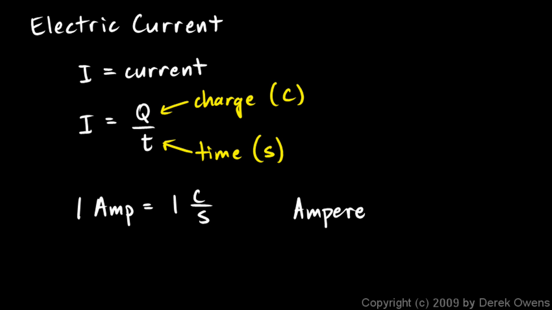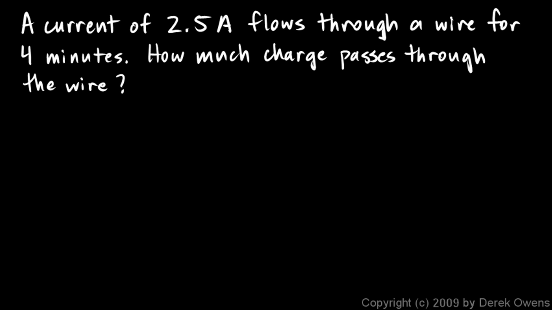But this is our equation. I is Q over T, and the current is measured in amps, and that's what an amp is, 1 coulomb of charge per second. Now let's do an example problem that demonstrates this. A current of 2.5 amps flows through a wire for 4 minutes. How much charge passes through the wire?